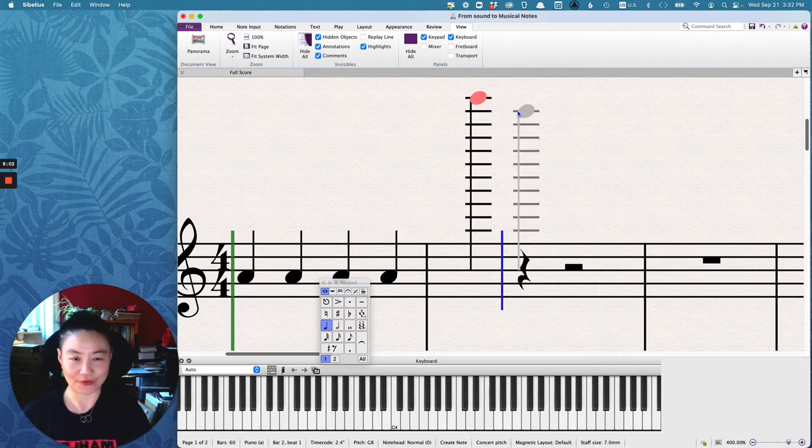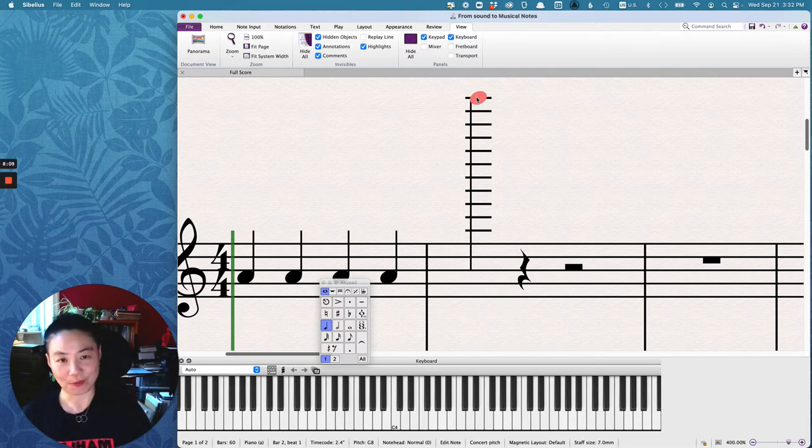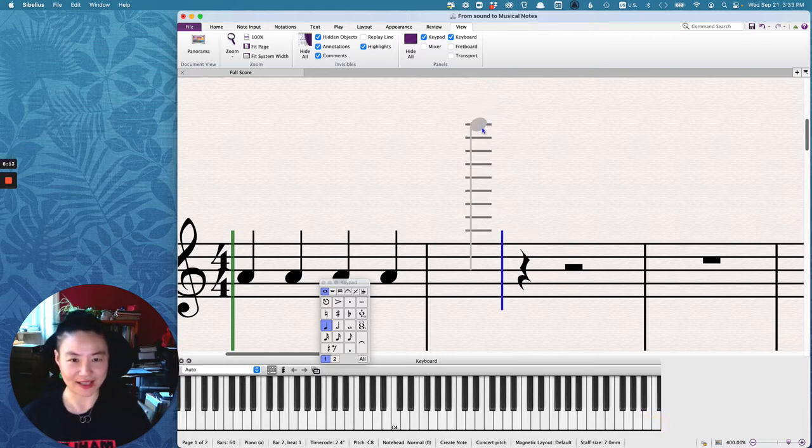Here's a note. So what note is that? That's actually out of the piano range. So the top note on the piano, this note, is right here. That's a high C, right? And this is a high C right here. And you can drag it down to the beat right here. That's an A right here.